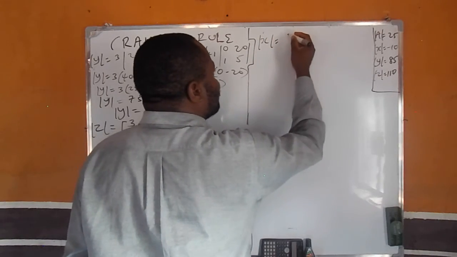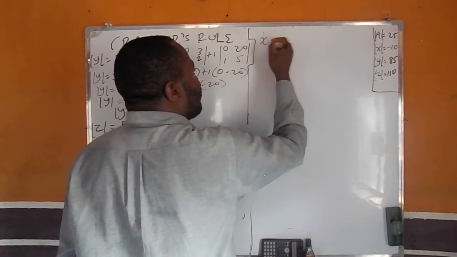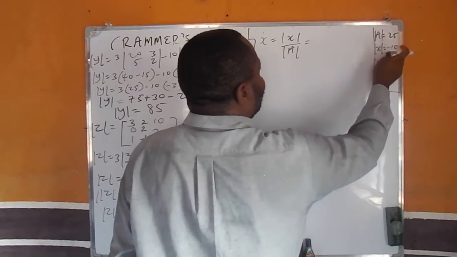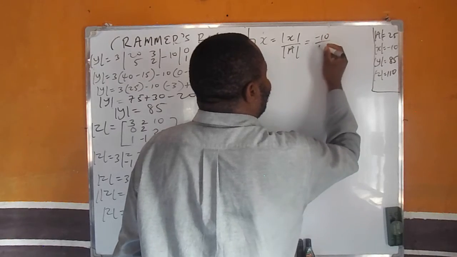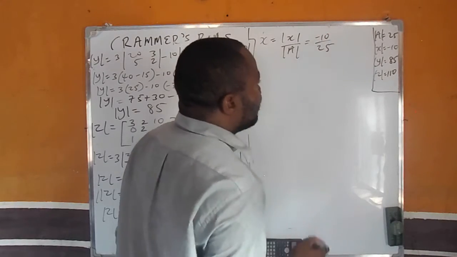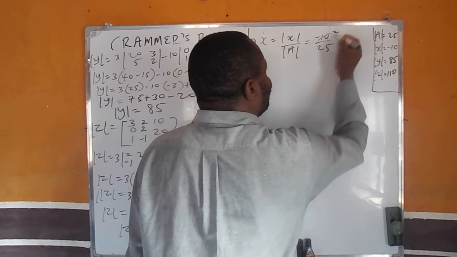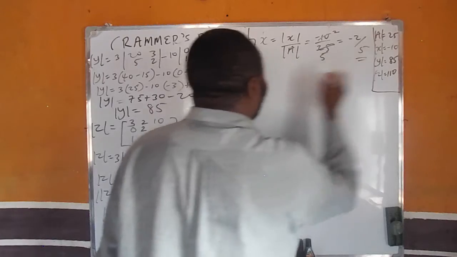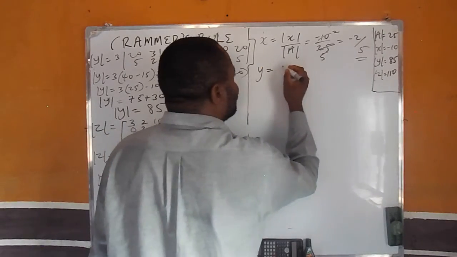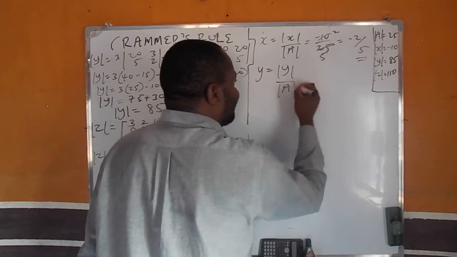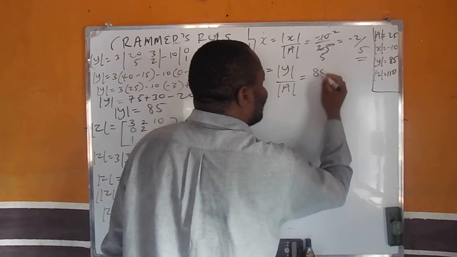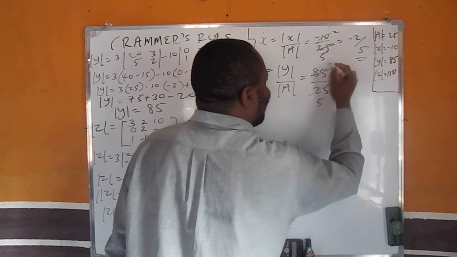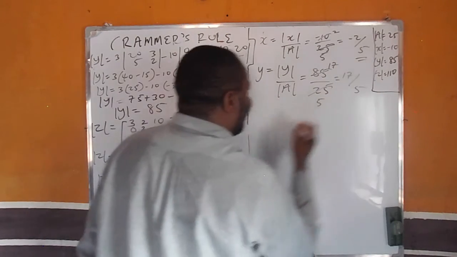So x equals determinant of x all over determinant of A, which equals negative 10 all over 25. So 5 here 5, which equals negative 2 all over 5. Our y equals determinant of y all over determinant of A, which equals 85 divided by 25. 5 here 5, 5 here 17, 17 all over 5.